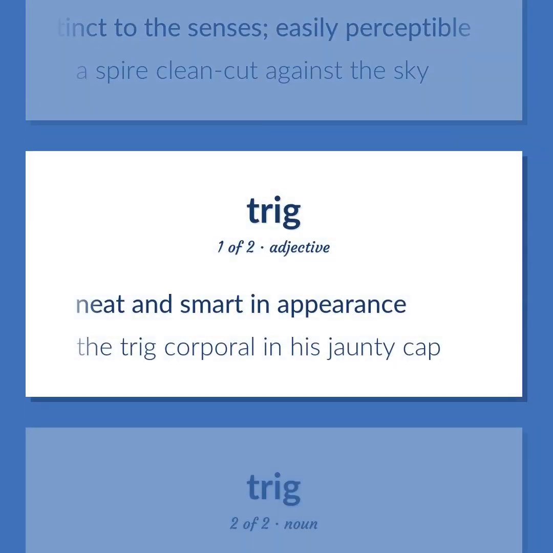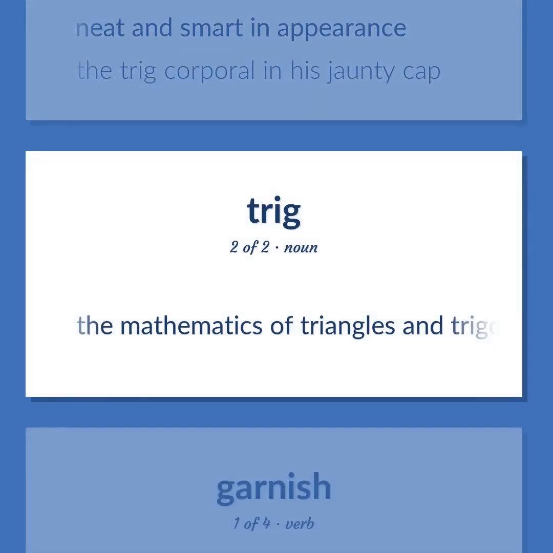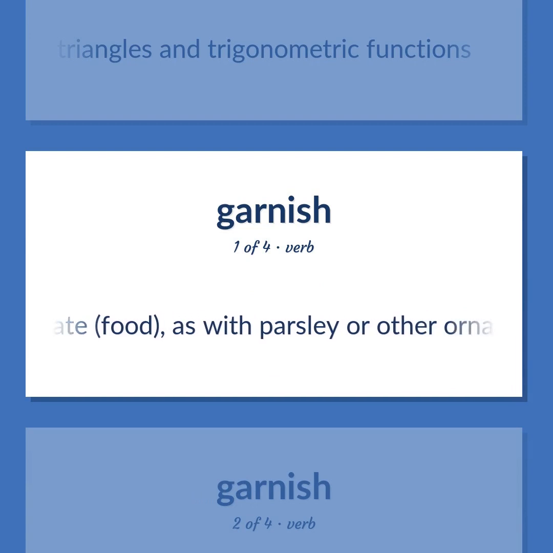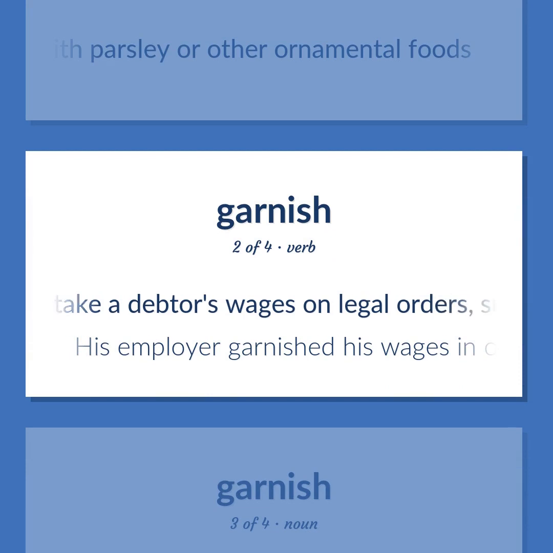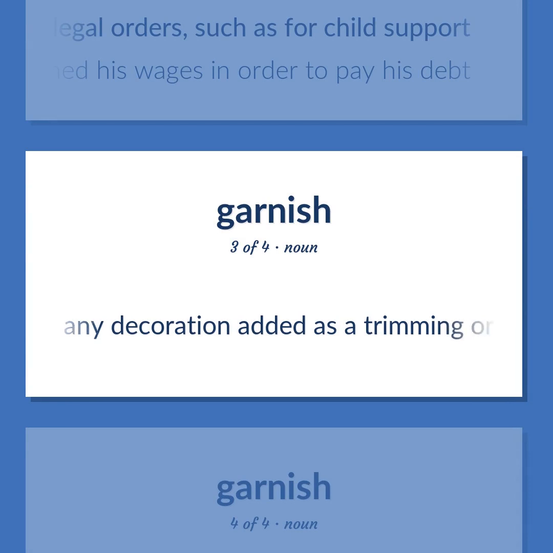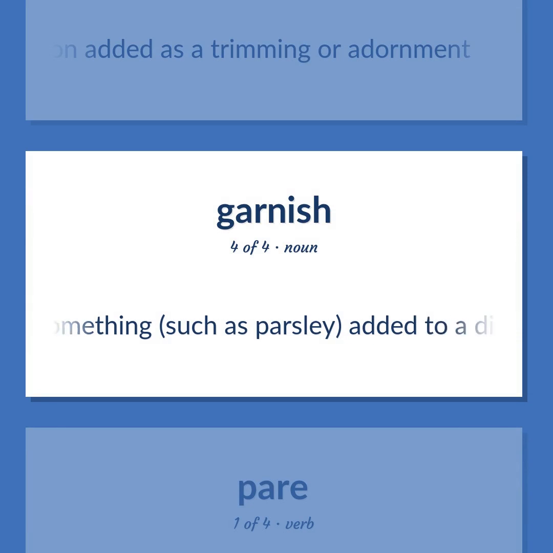Neat and smart in appearance. The trig corporal in his jaunty cap. The mathematics of triangles and trigonometric functions. Decorate food, as with parsley or other ornamental foods. Take a debtor's wages on legal orders, such as for child support. His employer garnished his wages in order to pay his debt. Any decoration added as a trimming or adornment. Something, such as parsley, added to a dish for flavor or decoration.